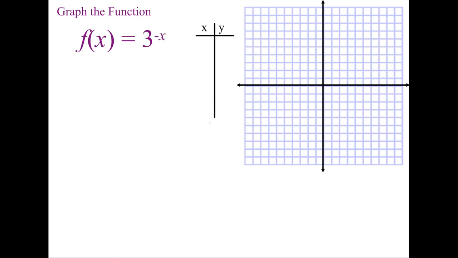So let's take a look here at another one. This is f of x equals 3 to the negative x. This one should be much easier to graph because it's not got the exponent, the leading coefficient in it. But again, we're going to look. Let's define the domain and range right now.